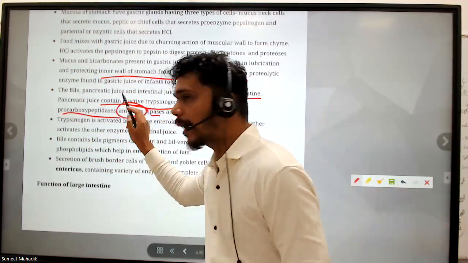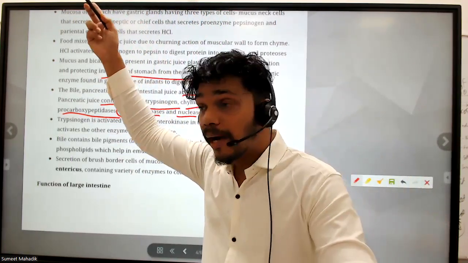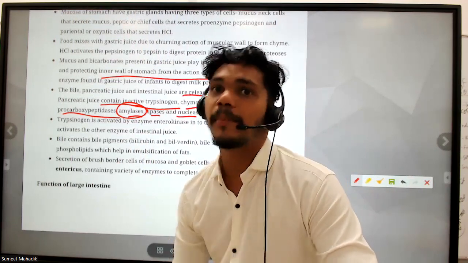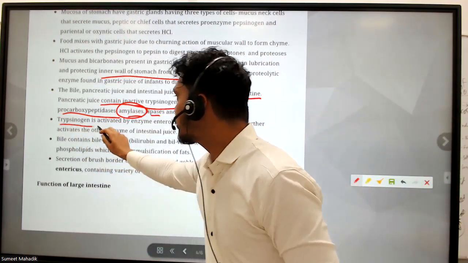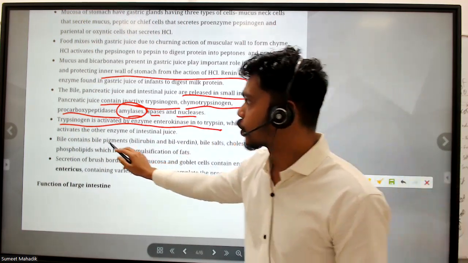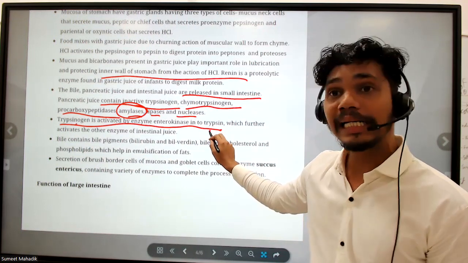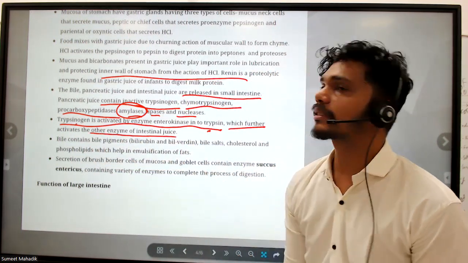Now tell me one thing. Amylase was there earlier. Again, what is the use of amylase? That was salivary amylase. This is pancreatic amylase. It acts at the last stage. Now trypsinogen is activated by the enzyme enterokinase into trypsin. So trypsinogen is converted into what? Trypsin, which further activates the other enzymes of the intestinal juice.